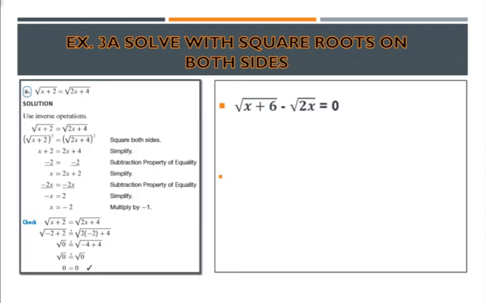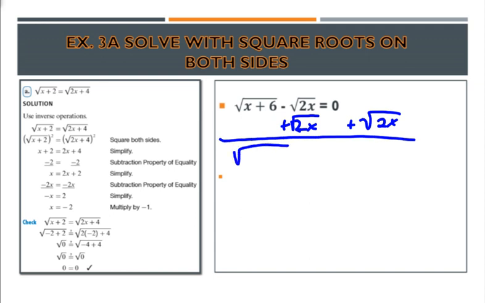Example 3, solve with square roots on both sides. So we need to have a square root on both sides of the equal sign. In this example, they're both on the same side, so I need to get one of them to the other side. So I'm going to add the square root of 2x to both sides. That gives us the square root of x plus 6 equals the square root of 2x.